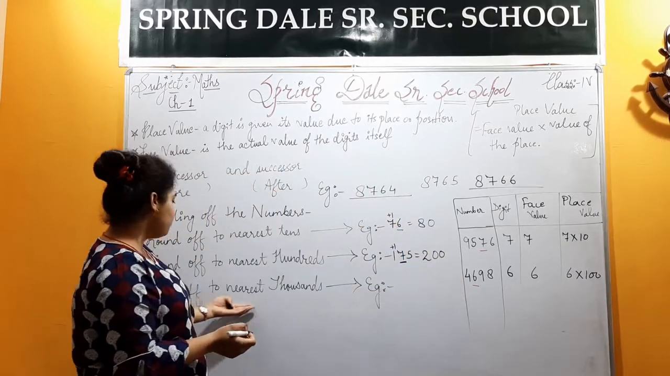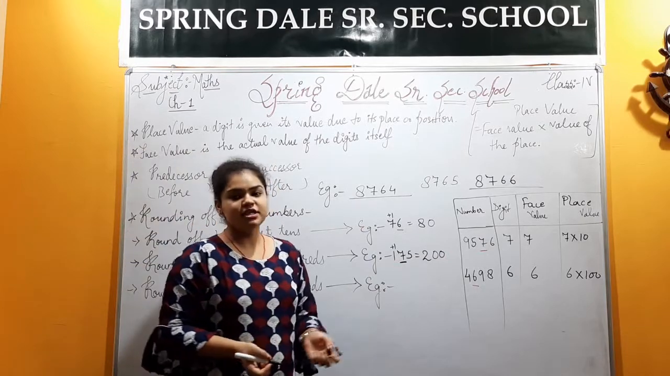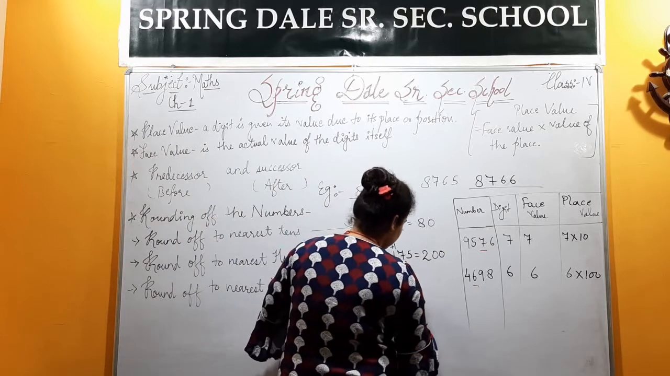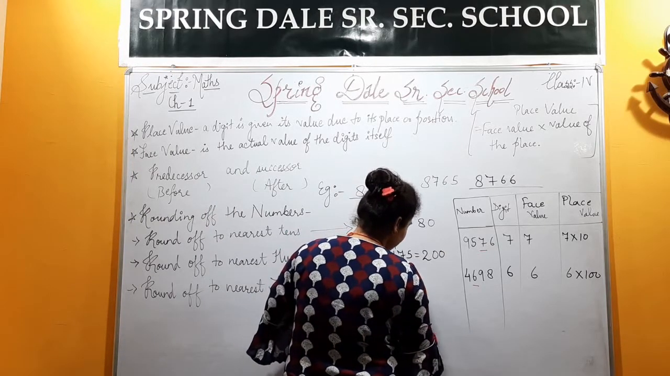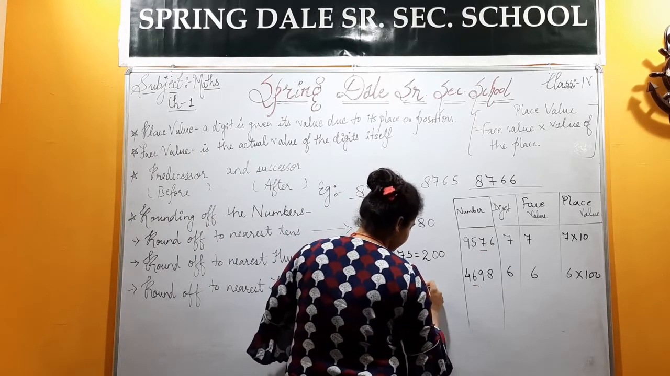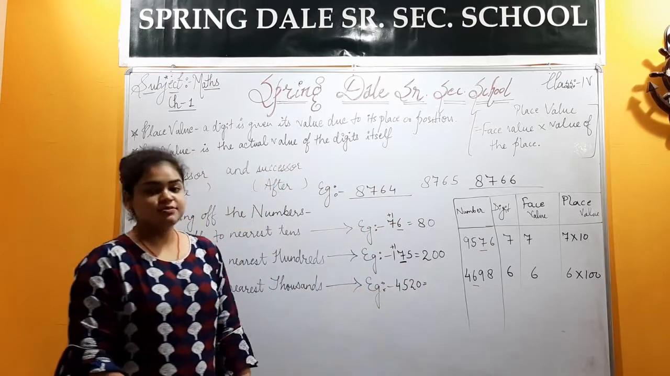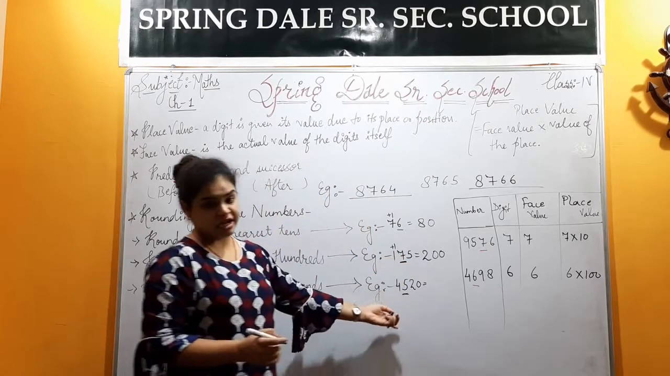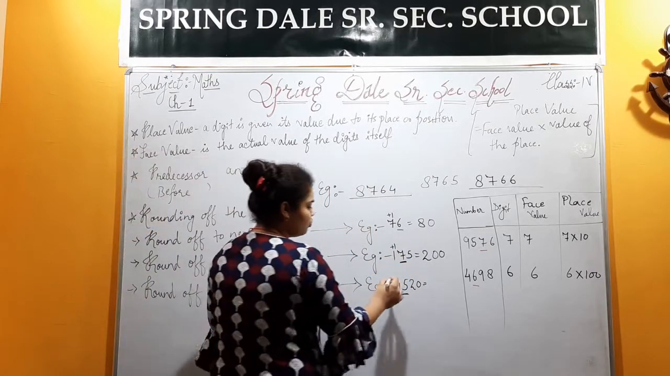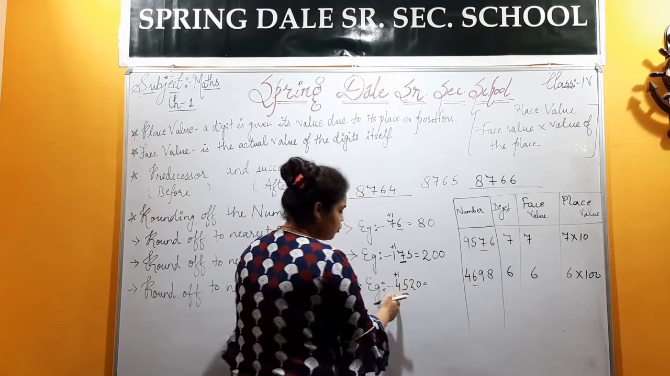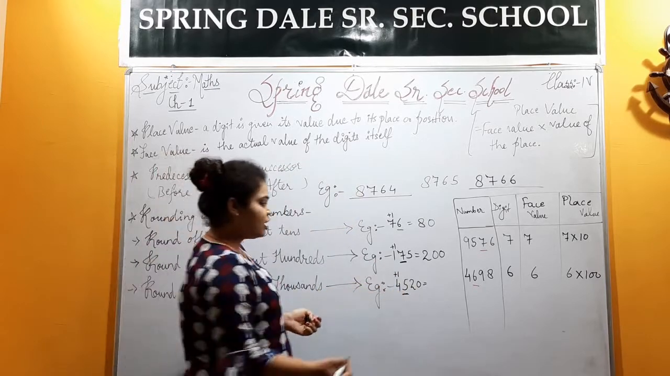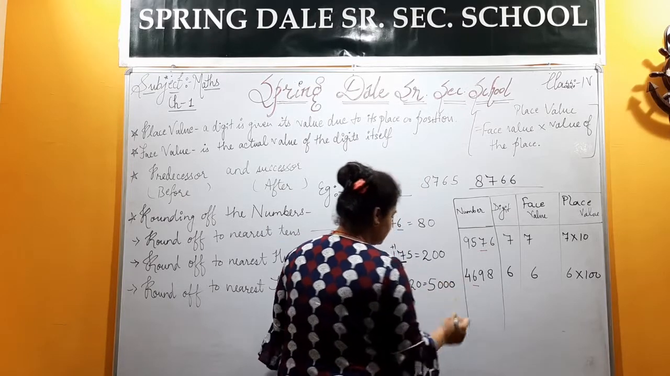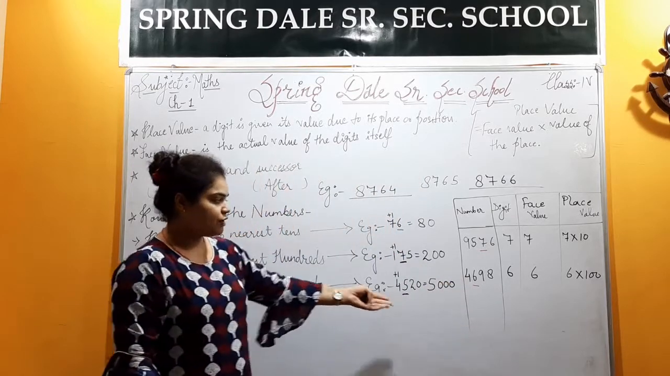Next we have round off to the nearest 1000. For this we will take one example, 4520. In this case we will see the hundreds place. At the hundreds place we have 5. So we will add 1 to this. So 4 plus 1 will be 5 and the rest of the digits will be 0. So it is 5000.